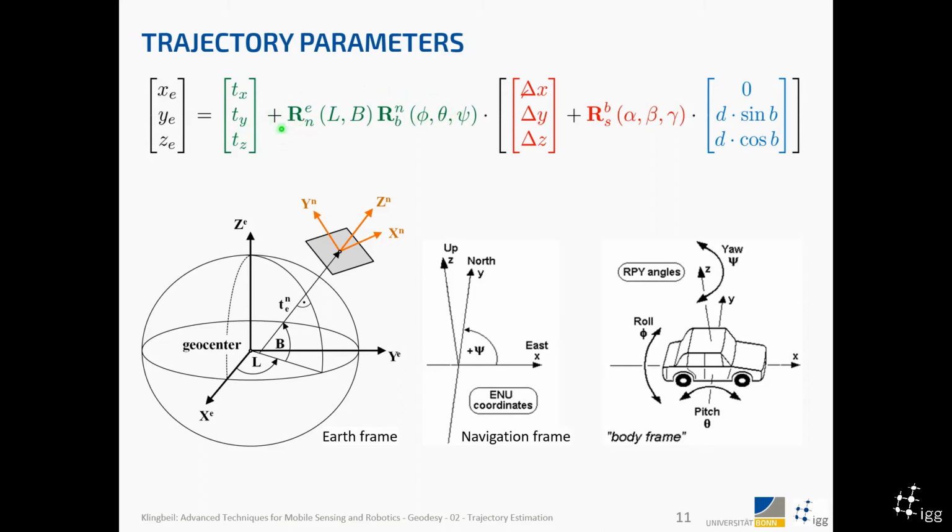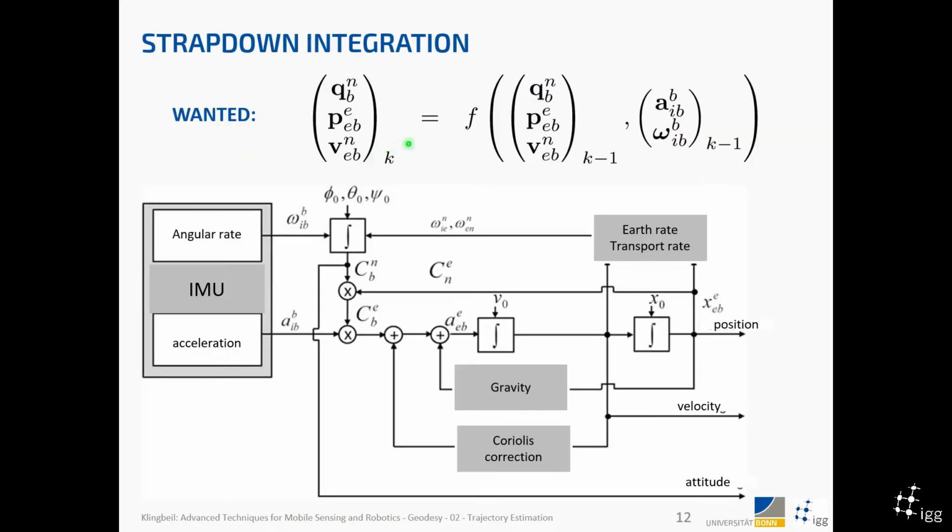But as you see here, and as we've seen before a few times already, this is not what we want. What we want is these angles between the body and the navigation frame, and not the inertial frame. And then we also want to have the vector between the earth frame and the navigation or body frame. And this is the goal. And in order to do that, we need to reformulate the strap-down algorithm to work in the navigation and the earth frame.